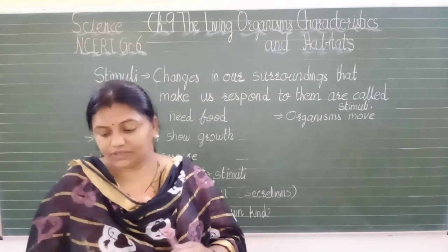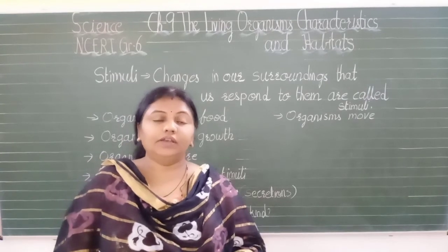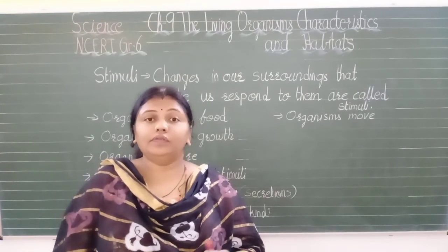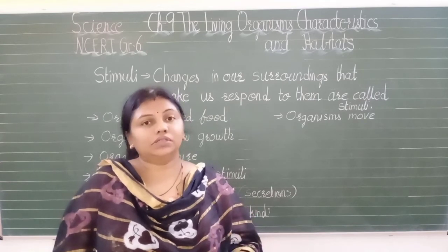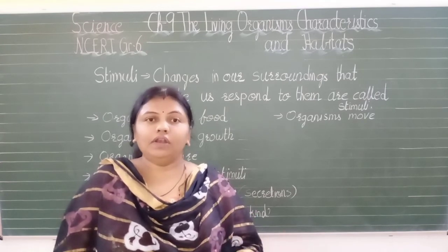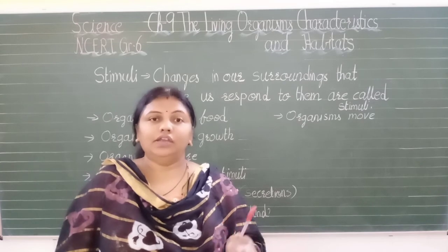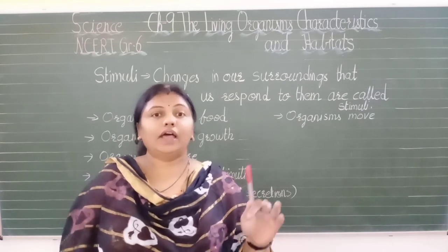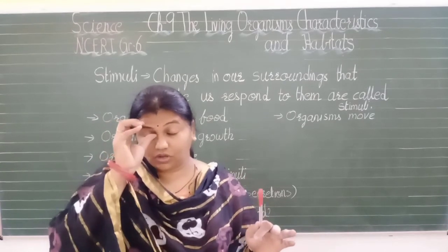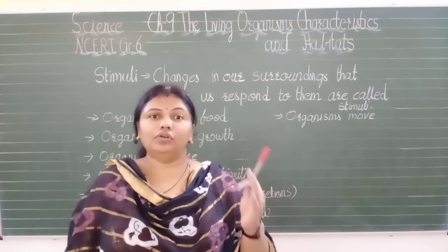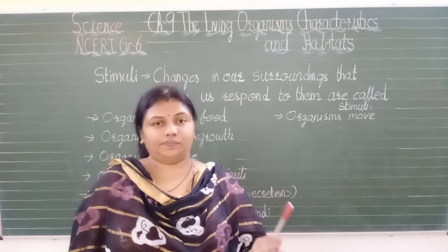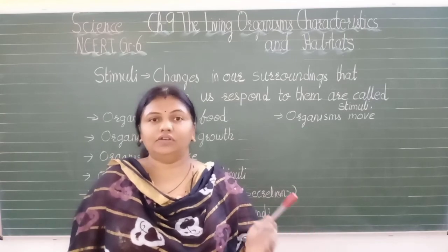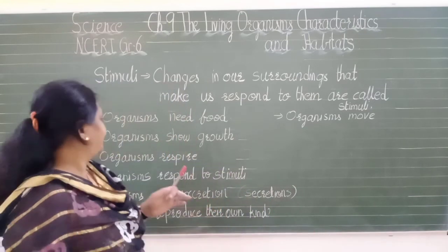Even when you place a potted plant in a little light or in full light, it will grow in a certain way only. So it will respond to the light. If the height is not proper, if it is closed in, then it will not grow erect. All this is because it responds. So there is an effect of stimuli.